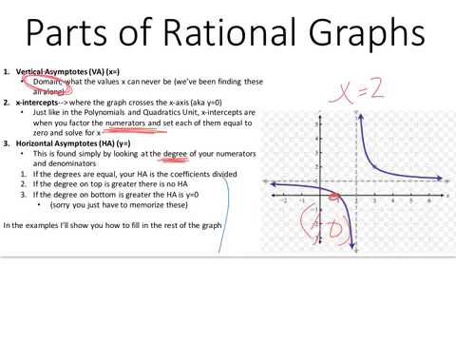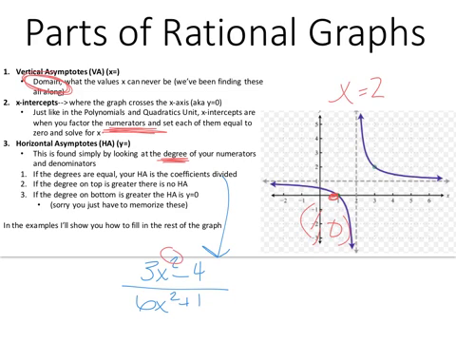So for instance, if I had 3x squared minus 4 all over 6x squared plus 1, because my two degrees are the same, I'm just going to take 3 divided by 6. So that means my horizontal asymptote is the line y equals 1/2. So if your degrees are equal, that's how you find your horizontal asymptote. If the degree on top is greater, then there isn't a horizontal asymptote. If the degree on bottom is bigger, then the horizontal asymptote is y equals 0.